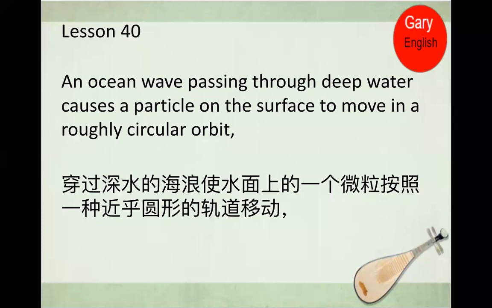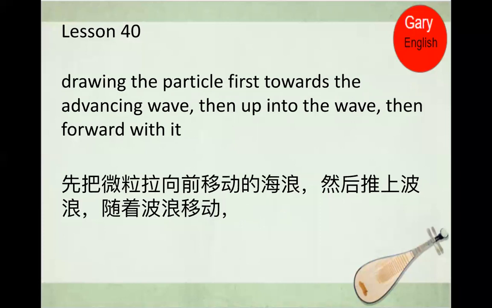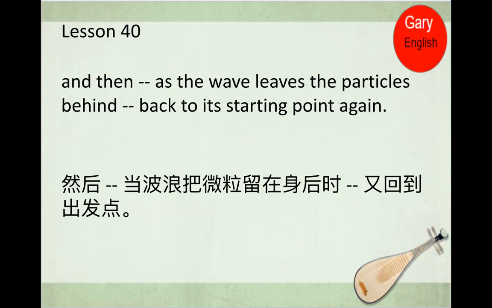An ocean wave passing through deep water causes a particle on the surface to move in a roughly circular orbit, drawing the particle first towards the advancing wave, then up into the wave, then forward with it, and then, as the wave leaves the particles behind, back to its starting point again.